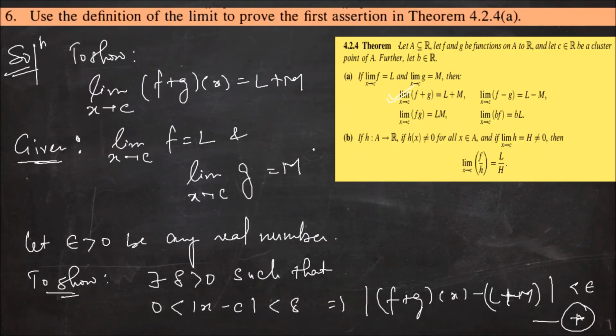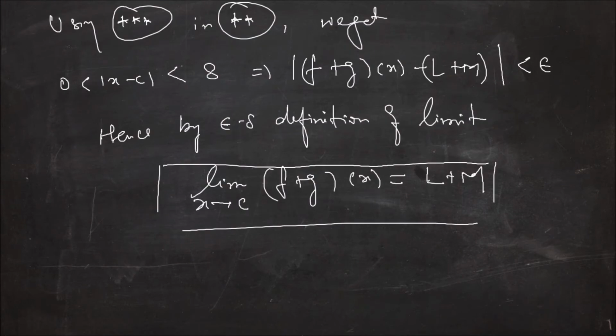So next, I am leaving the minus part because it is similar to plus. You just have to replace plus by minus with a little care and precaution, and then you will be able to obtain the proof of this. So I am leaving this part. I am going to solve limit x tends to c, fg is equal to L times m. So this I am going to prove now.